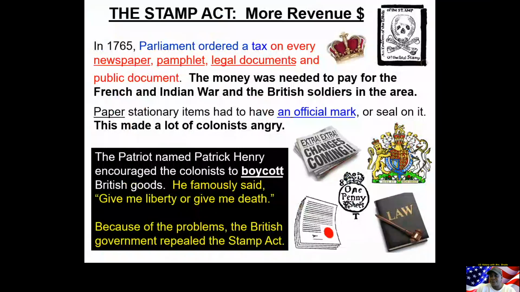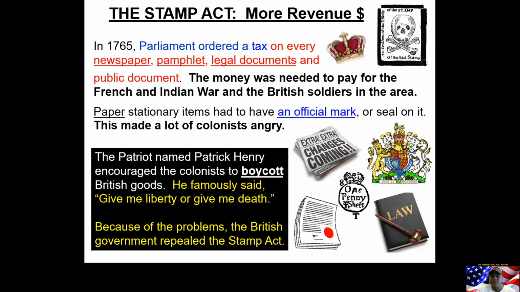Well, that's fine for a minute, but if the king can't get you one way, that's all right. He's just going to find another way to get you. The second way will be the Stamp Act. This is a way to raise more revenue. Now, revenue is just a college word. It means a lot of money.